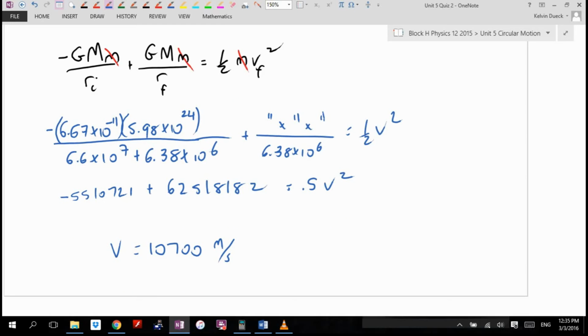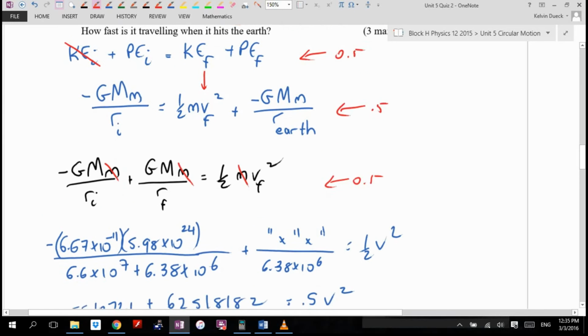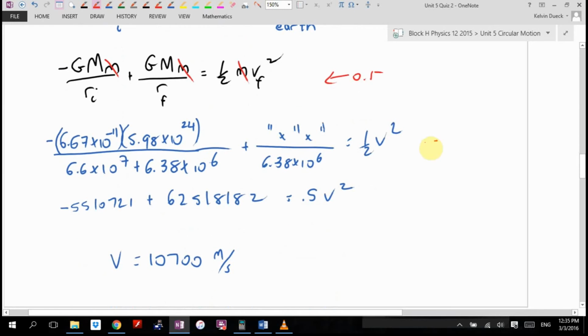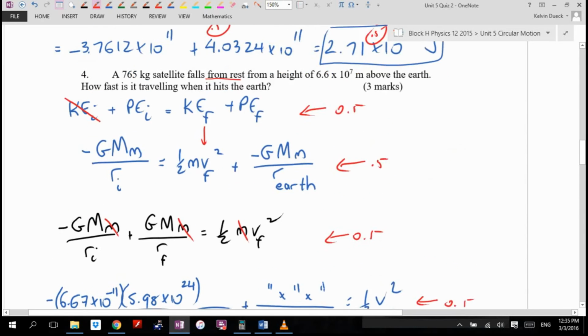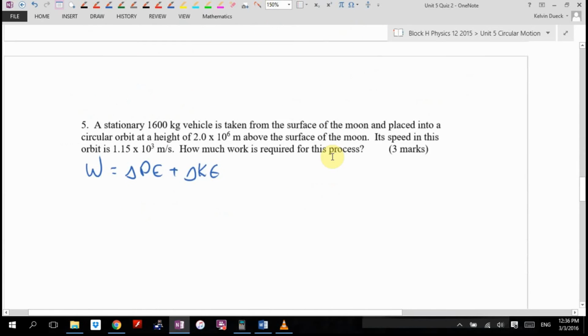If you got that, what did I make this worth? 3 out of 3? Otherwise, wow, do it. I would give you a half mark if I saw that. I would give you a half mark for cluing in it was conservation of energy. Yeah, a half mark for that, a half mark for that, and a half mark for the answer. That's 6 halves. It's 3 marks. Whoo! Turn the page.